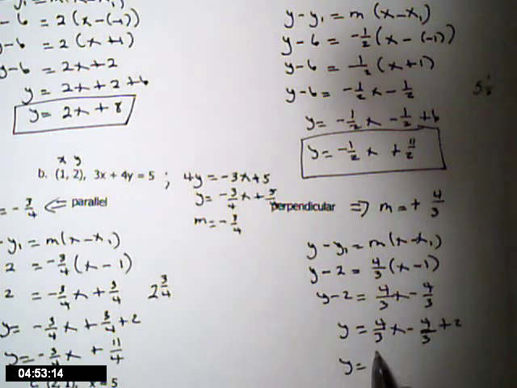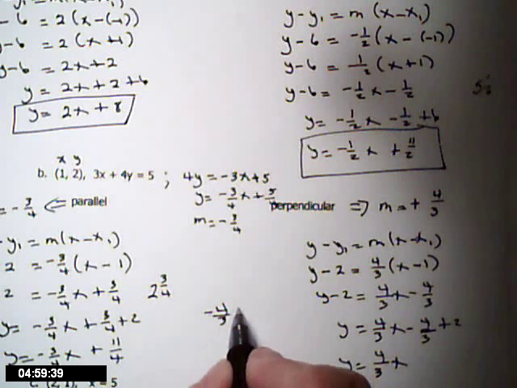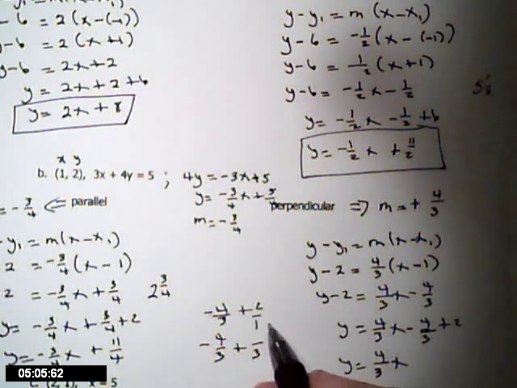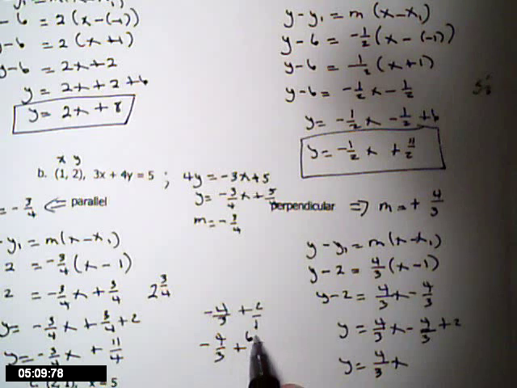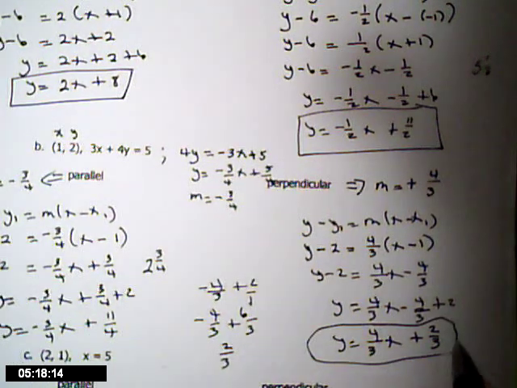And then simplifying this, if you have a negative 4/3 added to 2 over 1, if you get a common denominator, you know that's going to be a 3. So that would be 1 times 3 is 3, and 2 times 3 is 6, and 6 minus 4 would be 2/3. You can also do that with a calculator. But here's our equation of that line that is perpendicular to the given line.